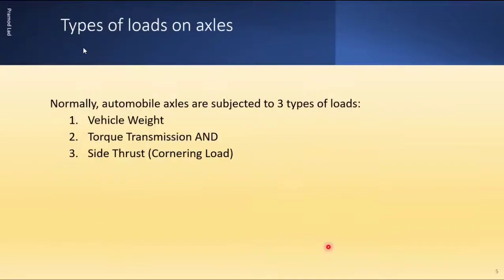So this is what we have seen. Now, types of loads on axle. Normally, automobile axles are subjected to three types of loads. One is the vehicle weight, second is the torque transmission, and third is side thrust that generally comes during cornering of the vehicle.